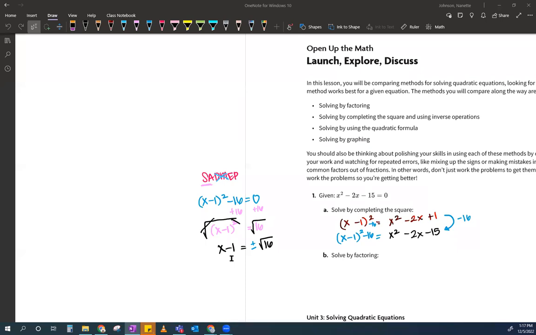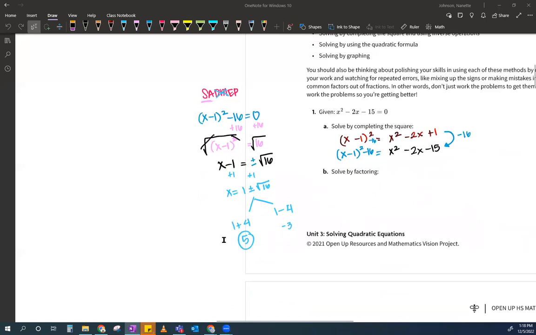So my answer is x is equal to 1 plus or minus the square root of 16. But since we know the square root of 16 is 4, we're going to write it as 1 plus 4, 1 minus 4. So 1 plus 4, I know, is 5. 1 minus 4 is -3. So here's my two answers, 5 and -3.